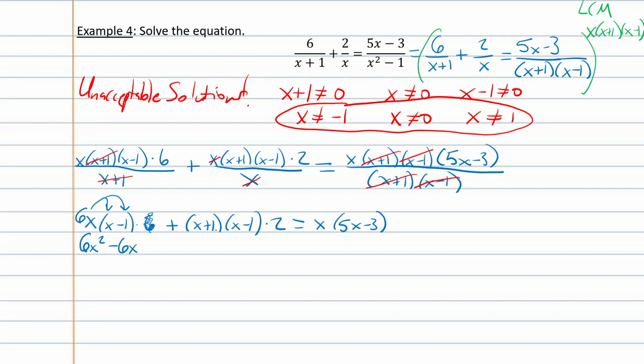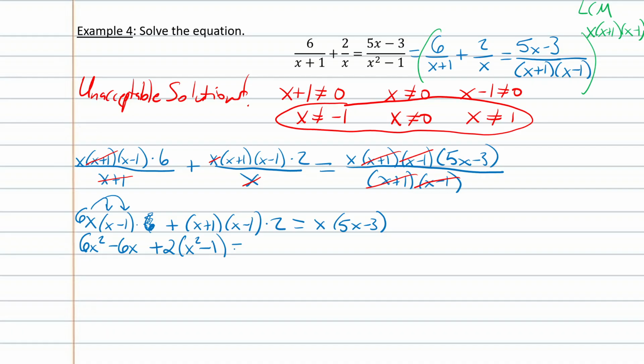Now here, I think what I'm going to do is leave the 2 alone for now. So I'm going to leave it out front. And I'm going to go ahead and FOIL out the x plus 1 times the x minus 1. Now if I do this, I get x squared. And x times negative 1 and positive 1 times x cancel each other out. And I get 1 times negative 1 is negative 1.